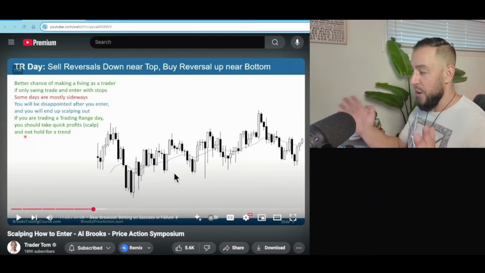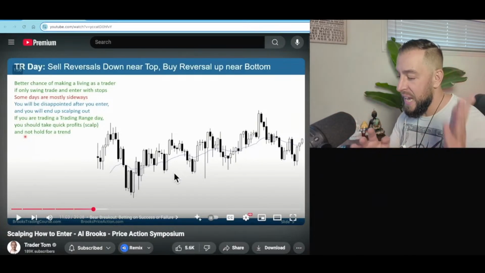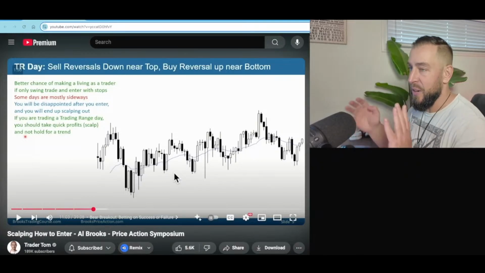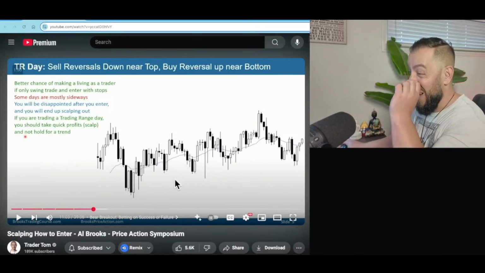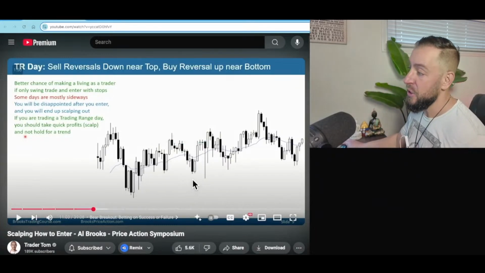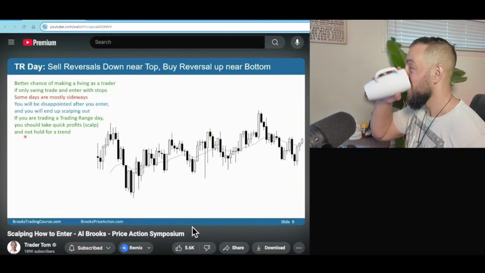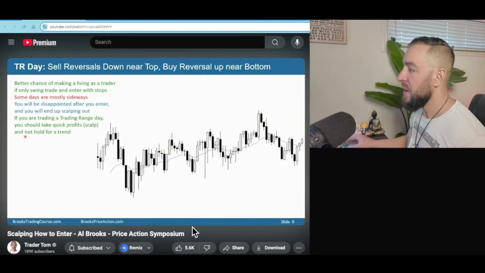It's like a surfer in the ocean. You want to see what the ocean is doing and get with the flow, instead of trying to force your ideas on the market. So this is going to help us understand how to do that. So if you're going to trade in a trading range today, there'll be an occasional swing trade, but most of what you'll be doing is scalping, taking quick profits.